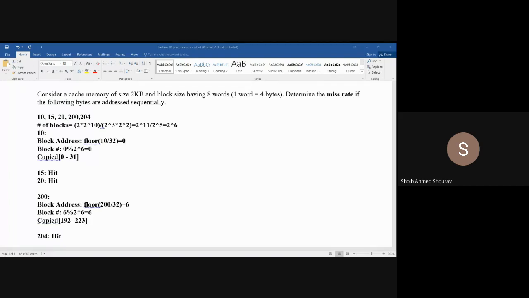If you have any confusion in any part of memory organization, please let me know. No confusion? Okay, so I am going to stop the recording as well as the screen share.